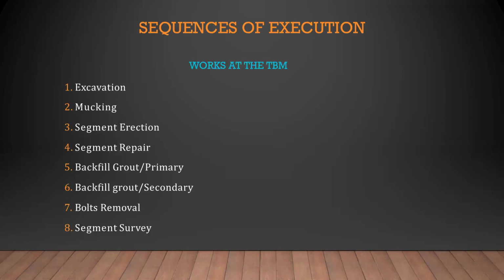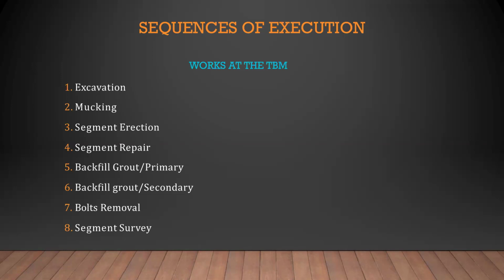Next one is works at the TBM. The excavation. The TBM will excavate the tunnel with the earth pressure balance technique. The earth pressure applied to the TBM face works to ensure the stability of the tunnel face. Mucking. Excavated soil will be brought out of the cutter head chamber through the screw conveyor and then loaded onto the conveyor belt to the surface.